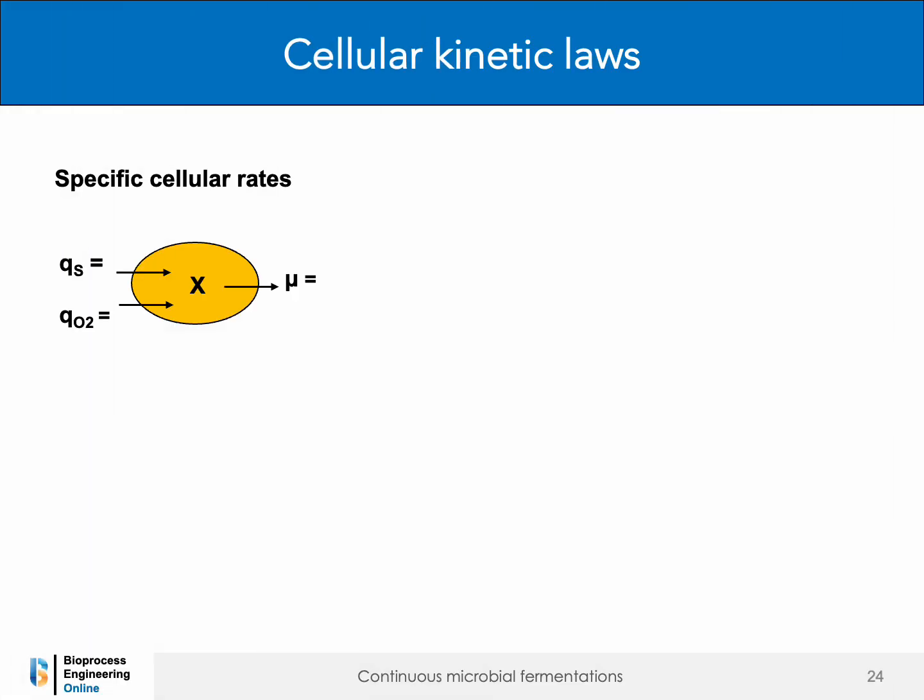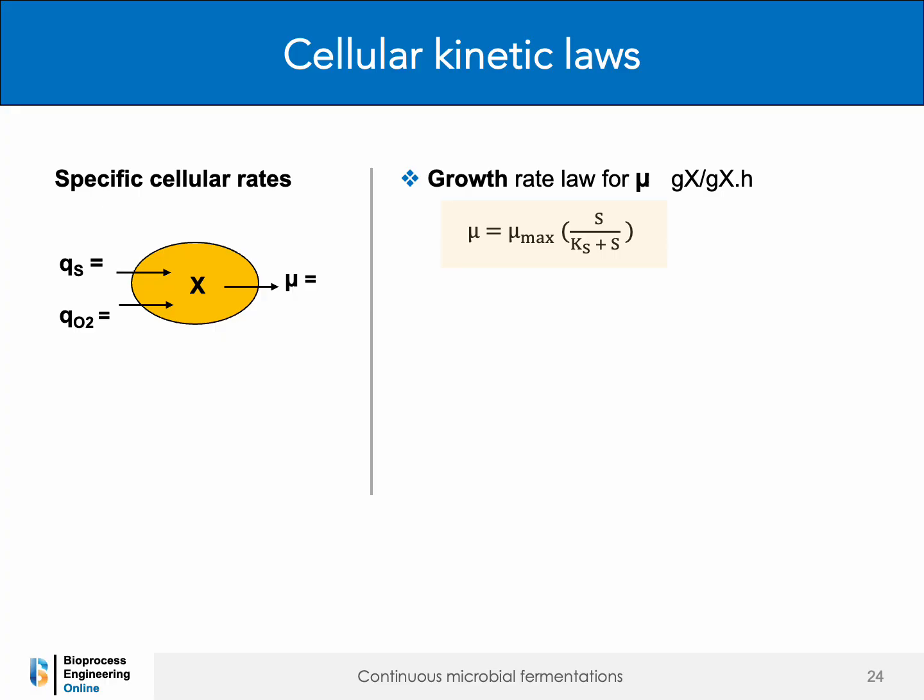At the core of the fermentation simulation model is a set of laws that relate the specific rates of cell growth, sugar consumption, and oxygen consumption to the composition of the culture medium. The most commonly used model for bacterial growth kinetics suggests that the growth rate reaches a maximum at high sugar concentrations and decreases when sugar becomes limited.